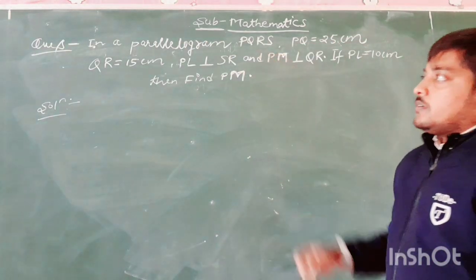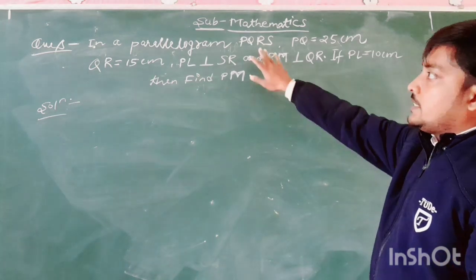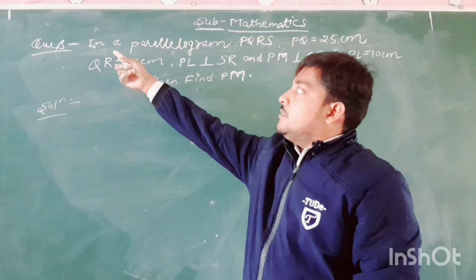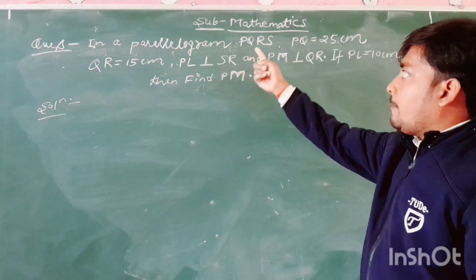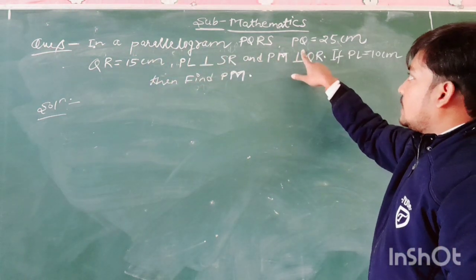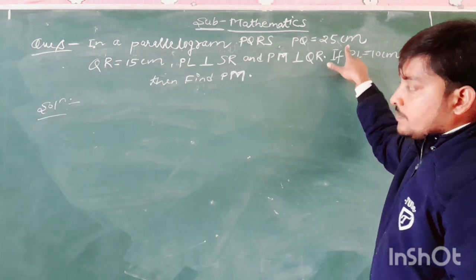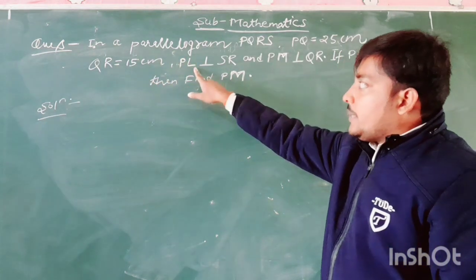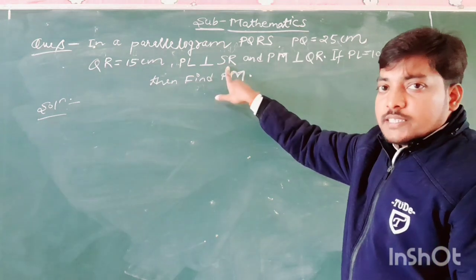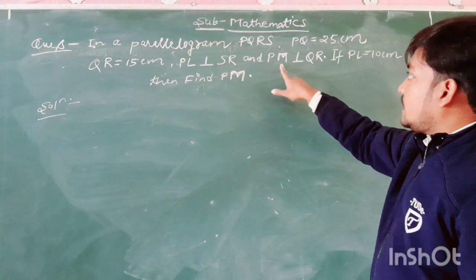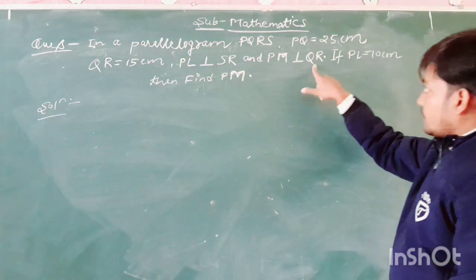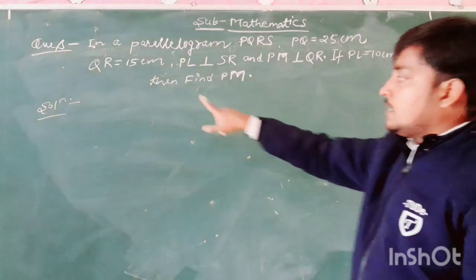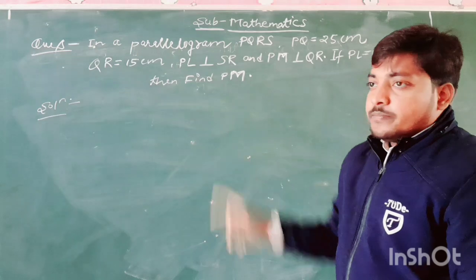This is the question of perimeter and its area. In a parallelogram PQRS, PQ is equal to 25 centimeter, QR is equal to 15 centimeter, PL is perpendicular to SR and PM is perpendicular to QR. If PL is equal to 10 centimeter, then find PM.